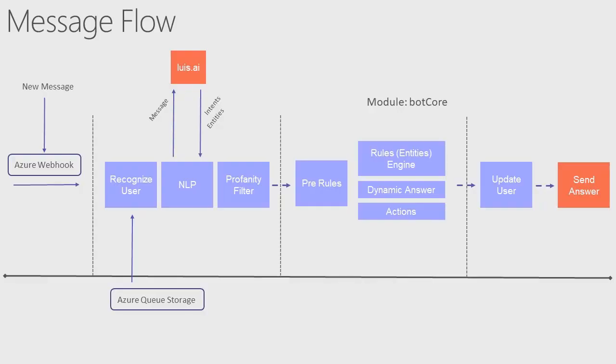The next thing is going to be profanity filter. We want to make sure that we're filtering things that we don't want to push forward. And the next step is going to be the bot core. In the bot core, we're going to have the first rule, the rules engine, to analyze and see what actions do we want to take based on the entities that we detected through the NLP before. And based on that, we're going to deliver dynamic answers.